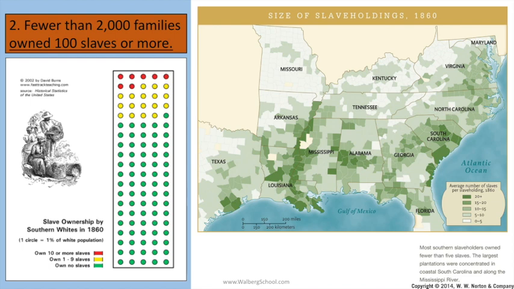So among families that owned slaves, there was not a huge concentration of massive plantations with dozens and dozens of slaves. Most families owned 5 or fewer, and very few owned over 100. That doesn't mitigate the practice, but we just have to keep our numbers in perspective.